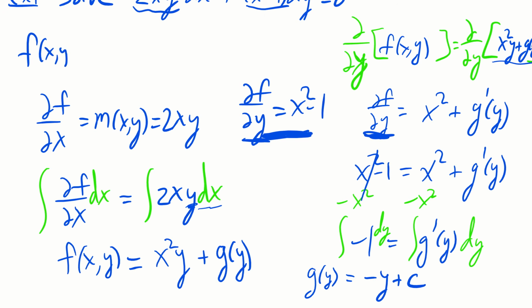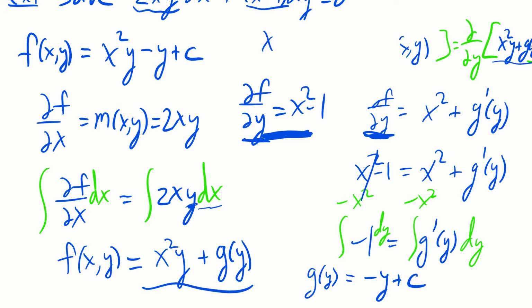So f of x comma y is equal to, if we go back down here, we had x squared y plus g of y, but we know that g of y is just negative y plus c. And we know that this whole thing was actually equal to 0, so we can go a little bit further by explicitly solving this for y. So the explicit form of the solution, because remember, if you were to integrate the right-hand side, that would have simply given us 0. So we have x squared y minus y plus c equals 0.